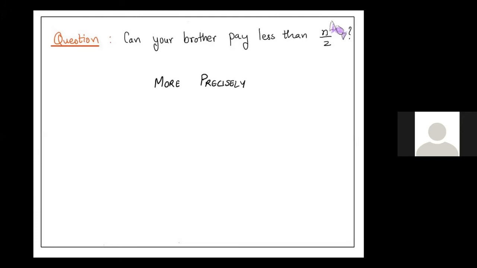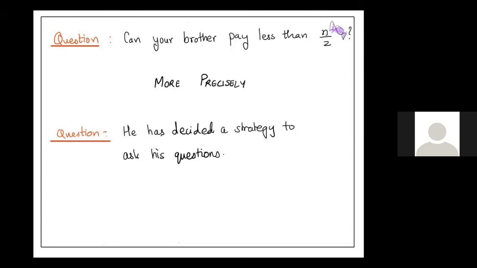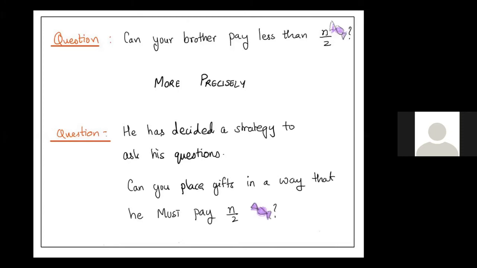But before we argue why, let's just precisely ask this question the way it should be asked, the way that we intend to ask it. So if he has already decided a strategy to ask his questions, is there a way for you as the sister to put the gifts in a way that he must pay n by 2 chocolates? So for a given strategy, is there a way to place the gifts in a way that he must pay n by 2 chocolates, right?